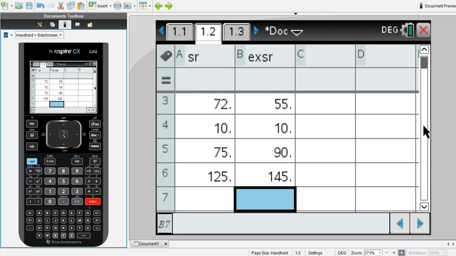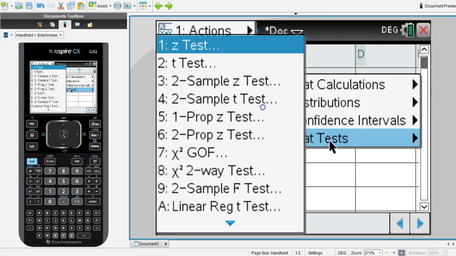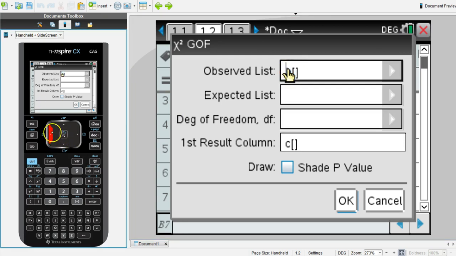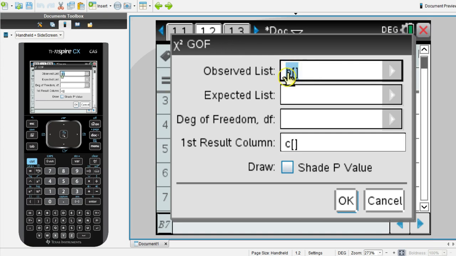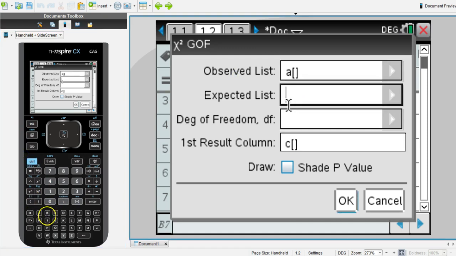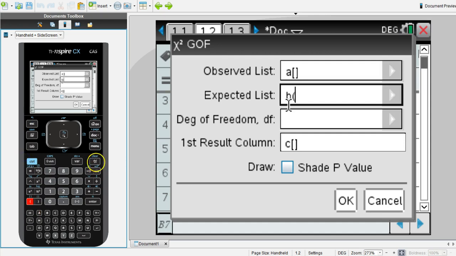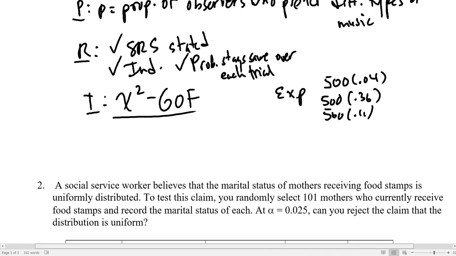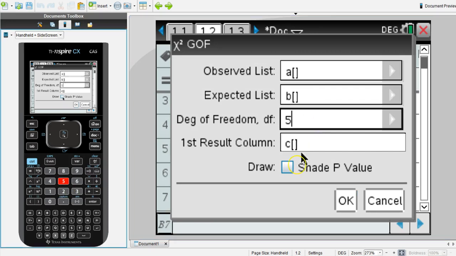How am I going to do this test? Not by hand, not doing every observed minus expected squared. I'm going to let the calculator do some heavy lifting. Statistics, tests, chi-squared, goodness of fit. Our observed results are in. How about A? Oh my gosh, come on. Forget it. A bracket. Our expected was in B. Parenthesis, bracket. Degrees of freedom. How many different music types did we have here? 1, 2, 3, 4, 5, 6 categories. So our degrees of freedom will be 5. Put the results in C.